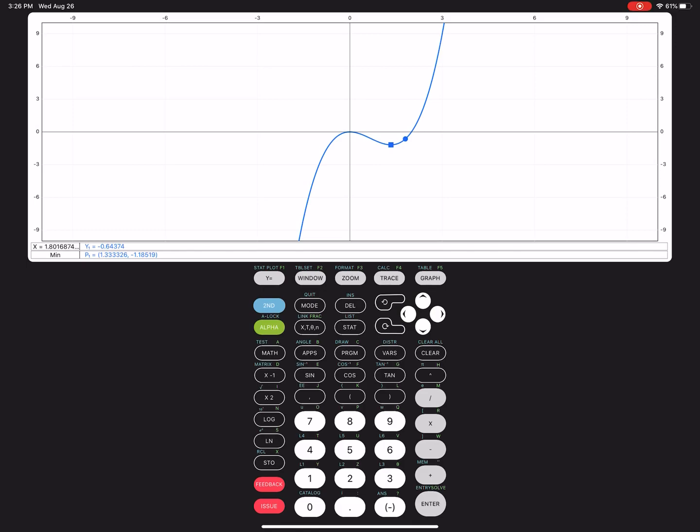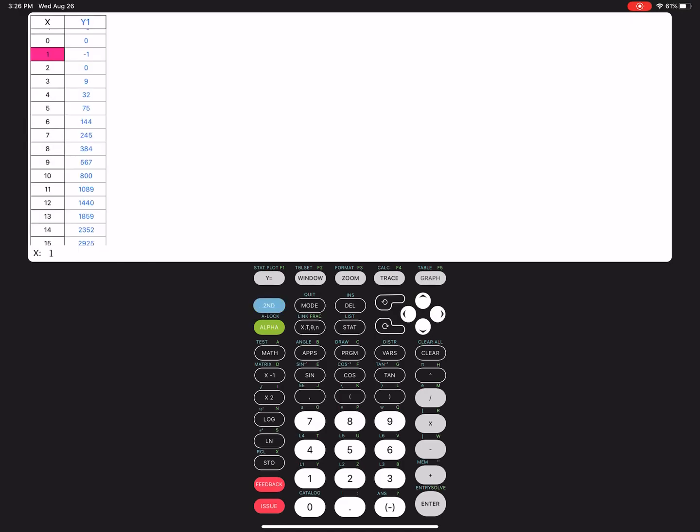Now, what else do I know? I know that as I go this way, the function only increases. So I'm going to go to where x equals 3, and you can see that's going to output a 9. If you did second table, you can see x equal to 3 outputs a 9 there.